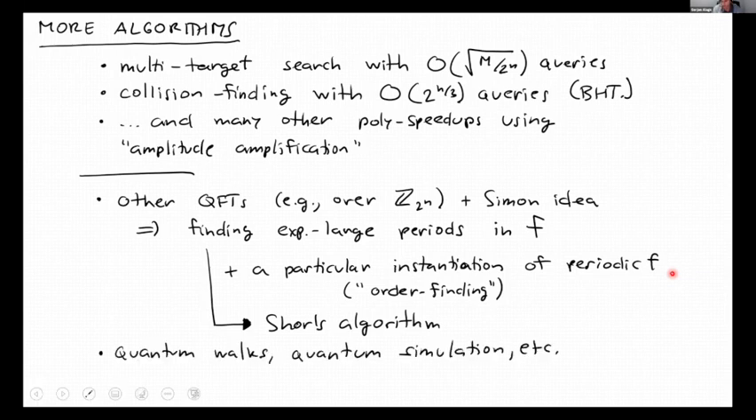One second, there's a question. The question is, how about the space complexity, the quantum memory required for Grover's algorithm and Simon's algorithm?